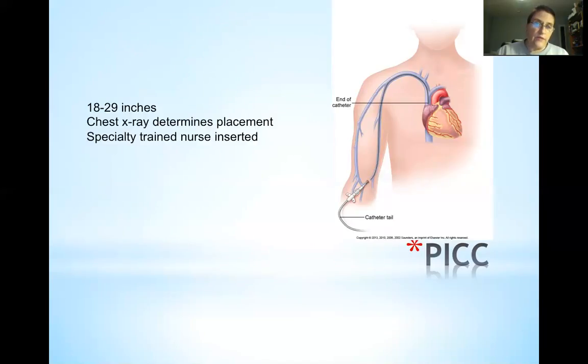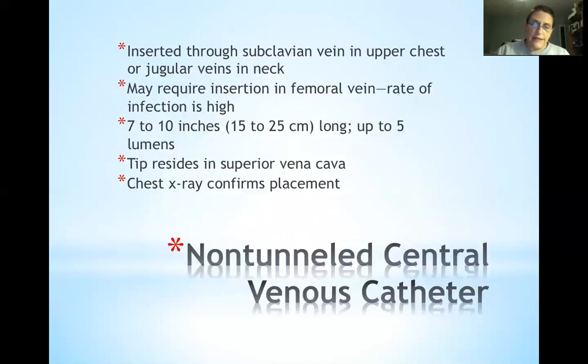PICC lines are put in by specialty trained nurses. So a non-tunneled central venous catheter is usually inserted through the subclavian vein in the upper chest or the jugular. Sometimes they're put in through a femoral vein. These are usually done in an emergent state, and we typically try and change these out within 24 hours because they do have a high rate of infection. They're usually 7 to 10 inches long, and up to 5 lumens. The tip resides in the superior vena cava, and again, the chest x-ray to confirm placement.